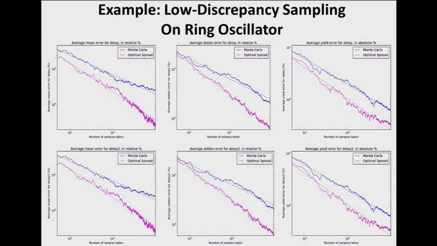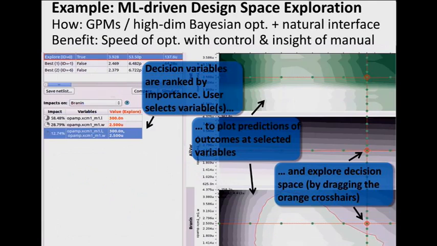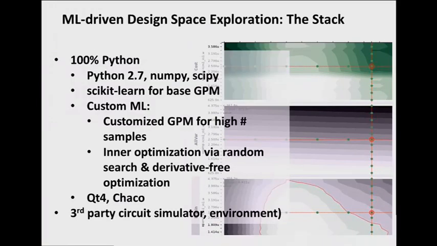And we have a lot of benchmarks on this. Also, in this case we have another tool that's like optimization, but it has a really beautiful interface, so you can explore and slice and dice the space. It's sort of like the technology stack of before, except we've got Qt4 and Chaco. So these are Chaco plots.